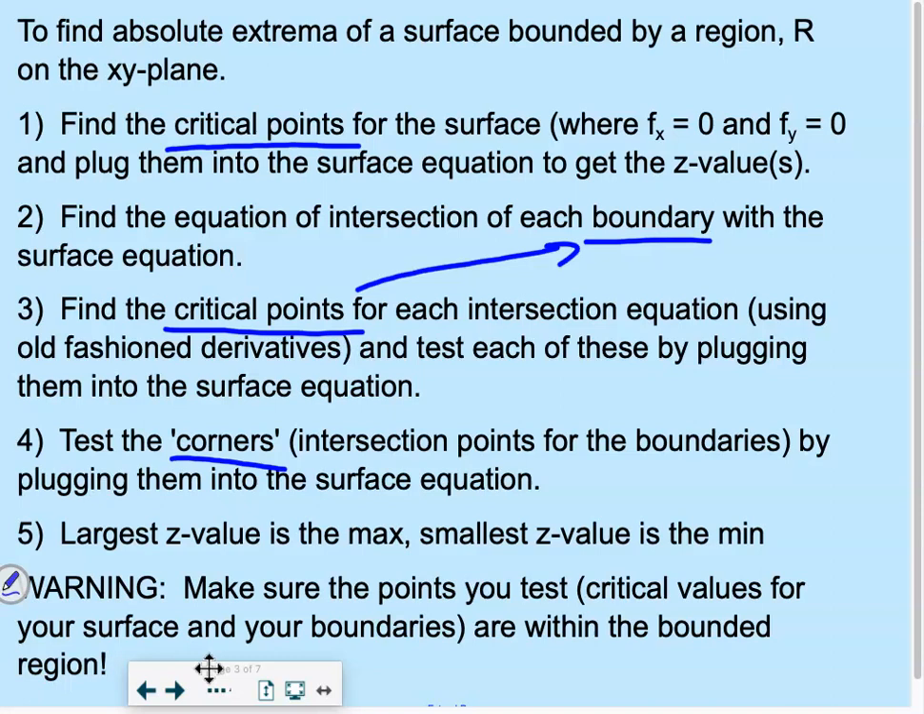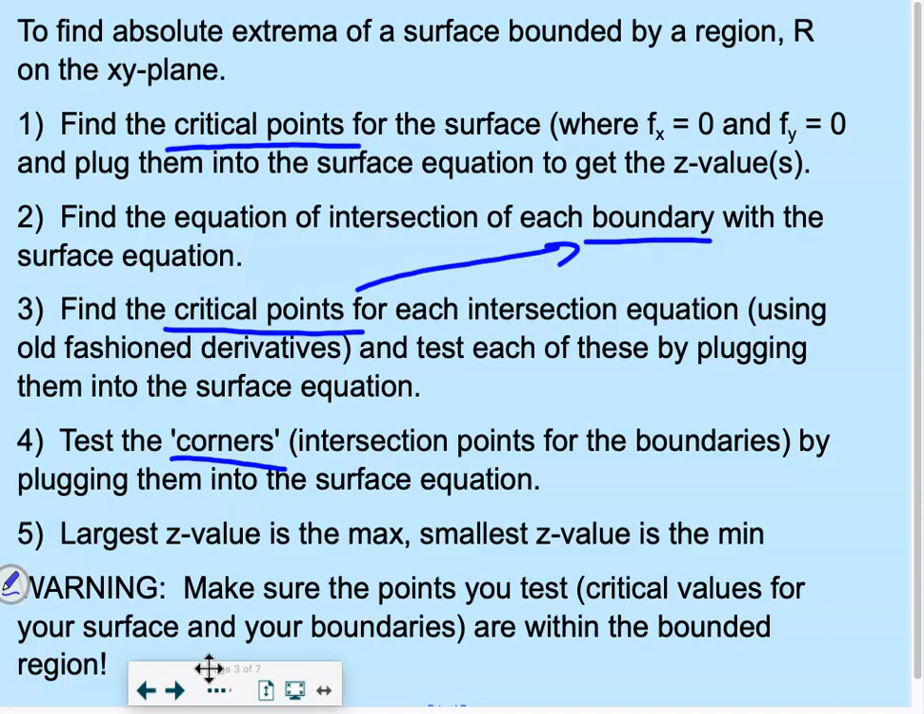There is a warning. It's funny, this font makes it look like the Surgeon General warning on cigarettes. So, warning: make sure the points you test are within your bounded region. Because especially once you get into your actual boundaries, if you have some equation of a boundary and find the critical points on that function, they might not necessarily be within your region. So you do have to be aware to make sure that the points you're plugging in are actually inside of your bounded region.